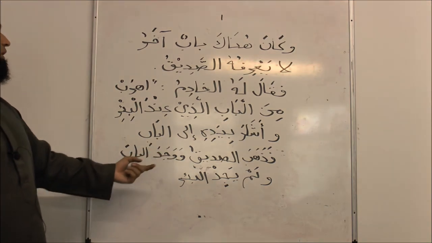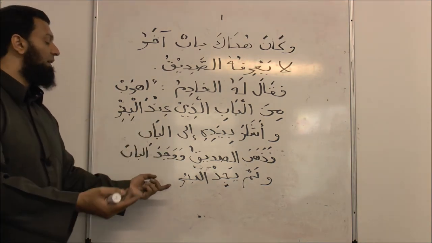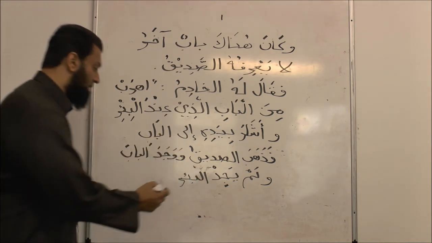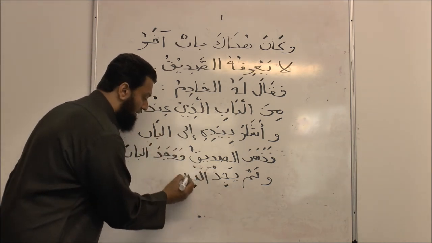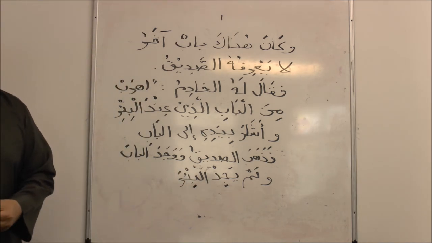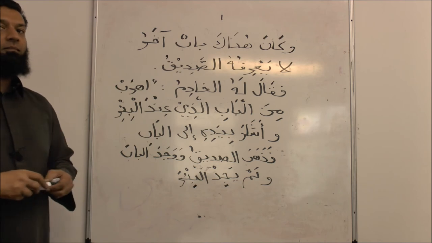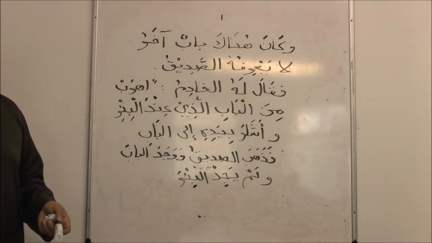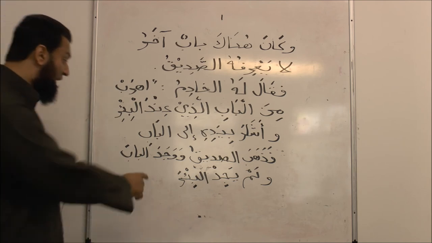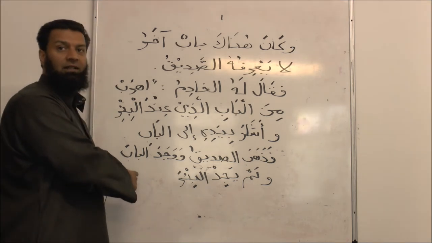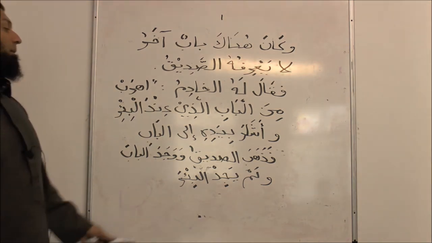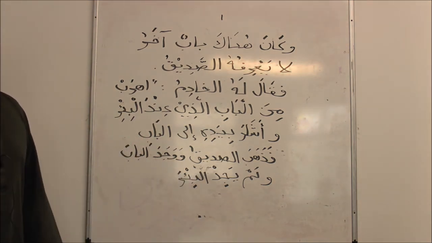فذهب الصديق ووجد الباب ولم يجد البئر. Why is this al-bi'ra? Because it's a maf'ool bihi. He didn't find the well. He's found the door, but didn't find the well, which he needs in order to escape. But he didn't find the well.